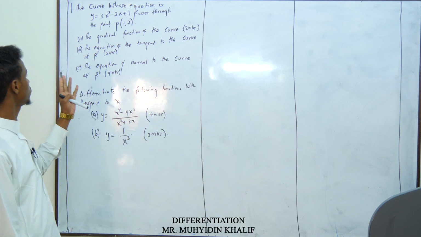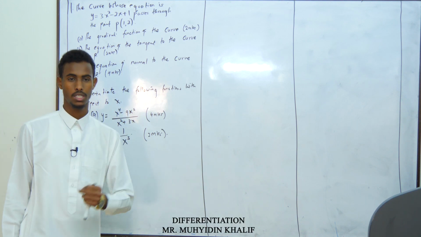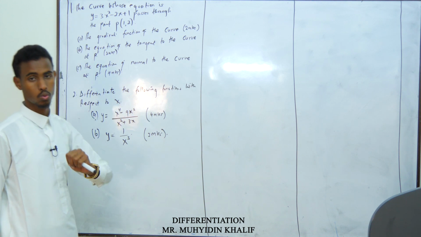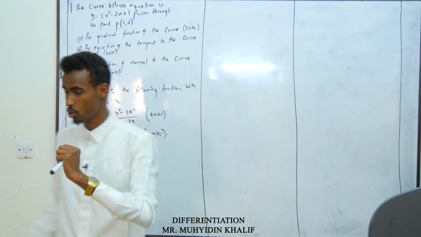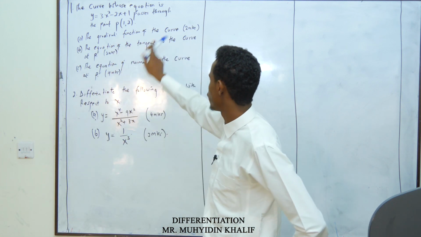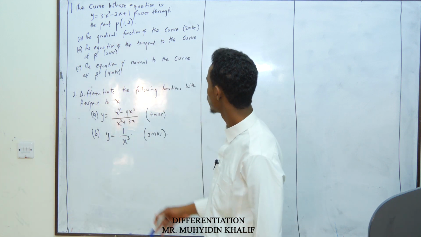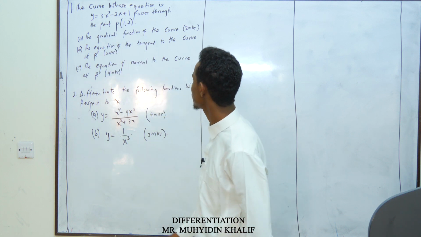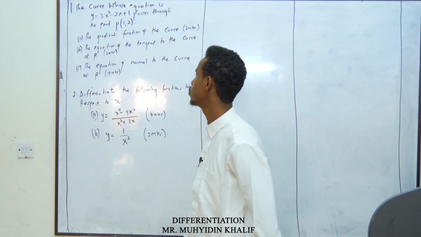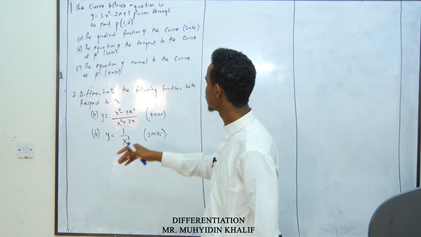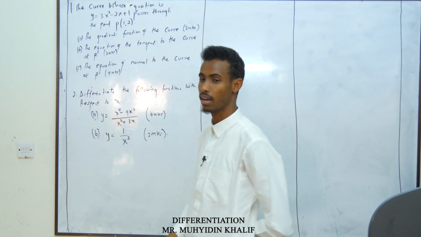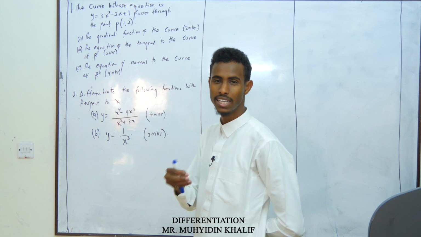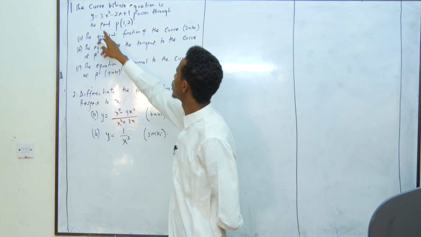Today I want us to look at this question, which is a part of differentiation, another concept I want us to look at. Now, without wasting time, let's do the question together. The curve whose equation is y equals 3x squared minus 2x plus 1 passes through the point P(1, 2). Part A: find the gradient function of the curve. The gradient function of the curve basically means the derivative function of y.